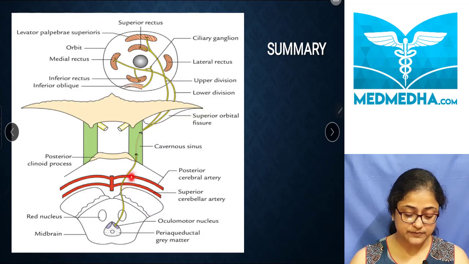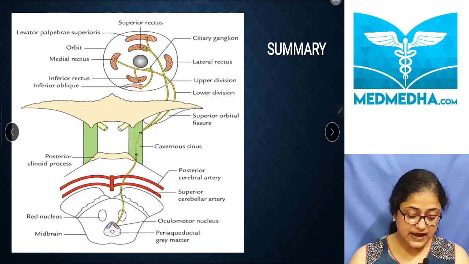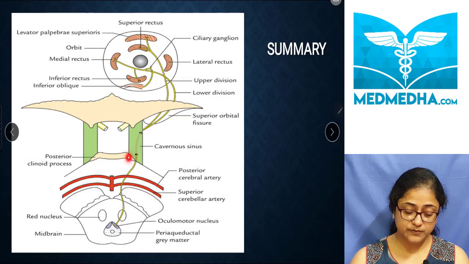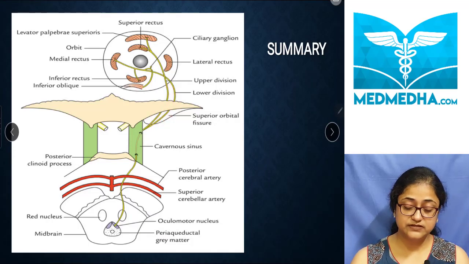Once it comes out, it is lying between the 2 arteries. Here you can see one is the posterior cerebral artery, another is the superior cerebellar artery, and this posterior cerebral artery is also connected by means of the posterior communicating artery. So, the oculomotor nerve lies lateral to that. Then it enters into the cavernous sinus, where it is divided into the 2 rami. Then at the superior orbital fissure, it passes through the intermediate compartment to reach the eyeball. So, this is the entire course.